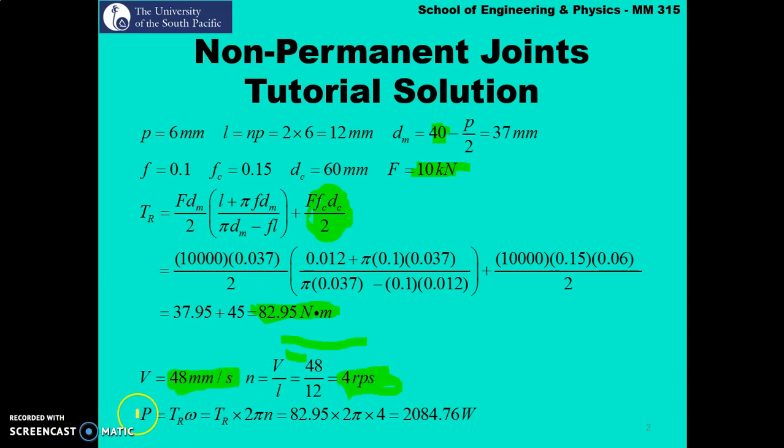So when we calculate our power, it is TR, the torque required to raise the load, times your angular velocity, which is simply TR times 2 pi times n. Here you've got a small n, because small n indicates revolutions per second, right? We don't have to divide this by 60. So 82.95 times 2 pi times n, where n was 4 revolutions per second. So we obtain that the power transmitted by this thread is simply 2084.76 watt.